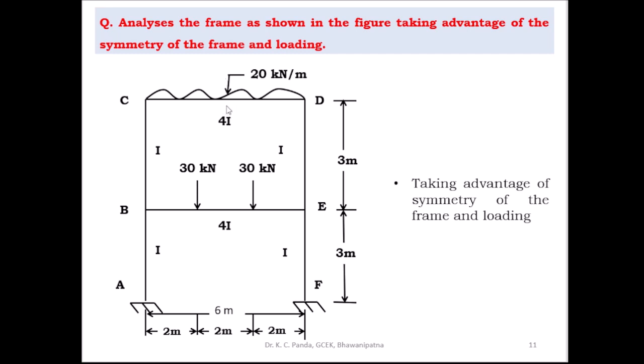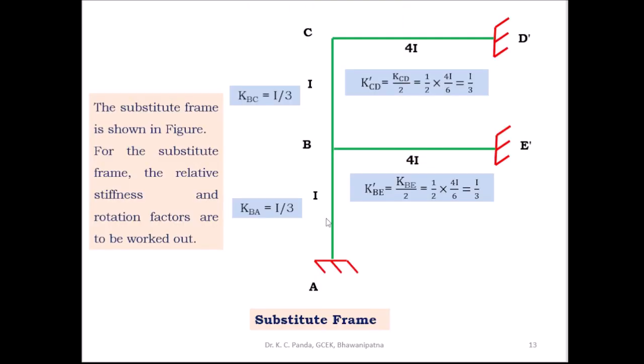But in the substitute frame, when you take the fixed end at the midpoint of the beam, you have to take the relative stiffness of the substitute frame. So the relative stiffness of the substitute frame, K dash, is equal to K divided by 2. Here K dash CD is equal to KCD divided by 2, which is half into 4I by 6, equal to I by 3. Similarly, K dash BE is equal to KBE divided by 2, equal to half into 4I by 6, equal to I by 3. So this is the relative stiffness of the substitute frame.